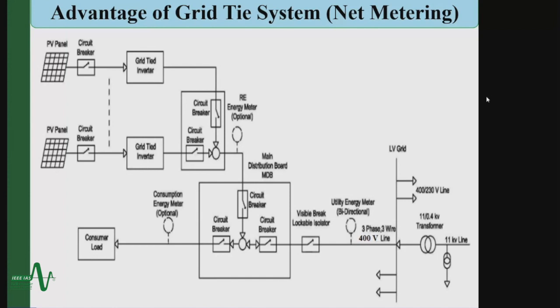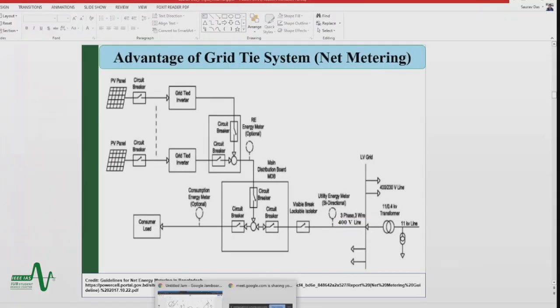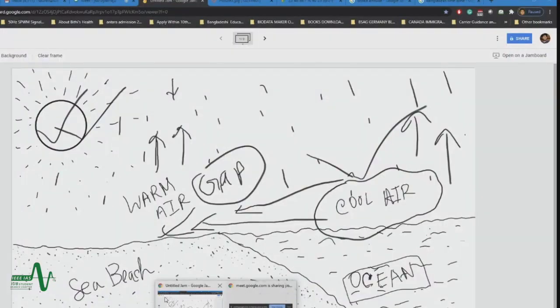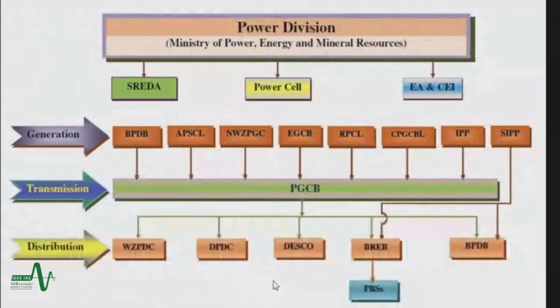Now I just want to show you this, since it is so important and crucial, that we are getting power from DPDC, DESCO, BREB, PPDB, something like that. And these organizations will buy the energy from you.